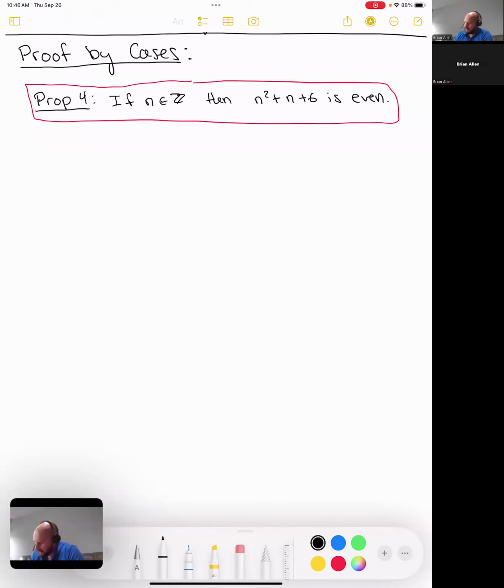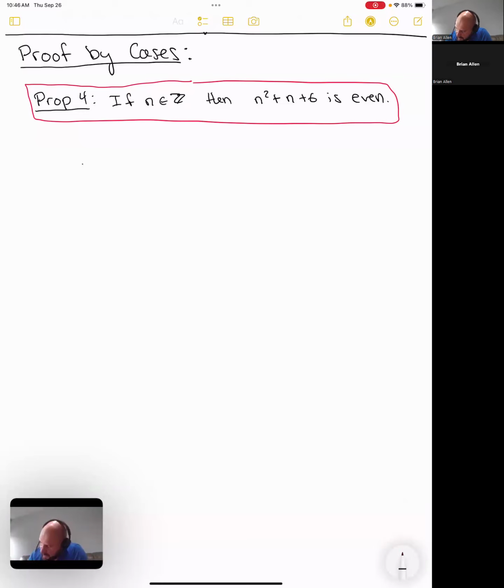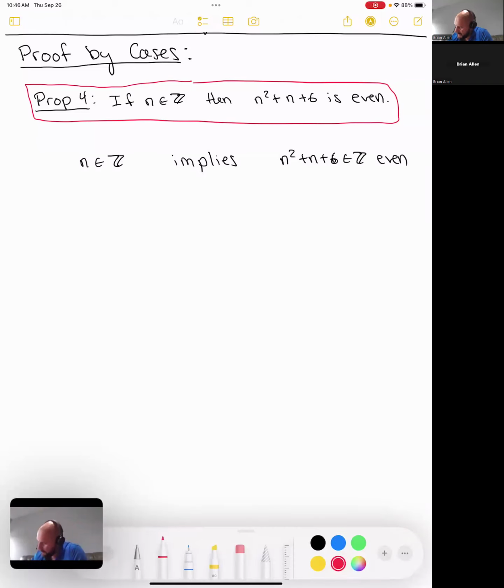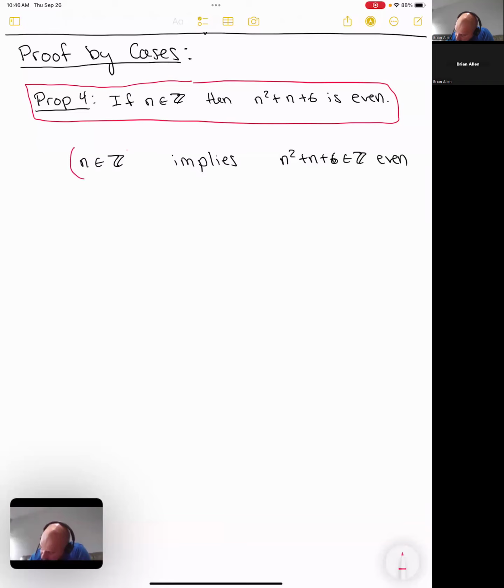so that we can start to understand this. And before I move on, I want to start explaining some of the logical structure here. So I'm going to rewrite this in a slightly different way. I'm just going to say that n being an integer implies that n squared plus n plus 6 is an integer, but specifically even. The reason I want to do this is to point out the logical structure here. So here we can call this capital A.